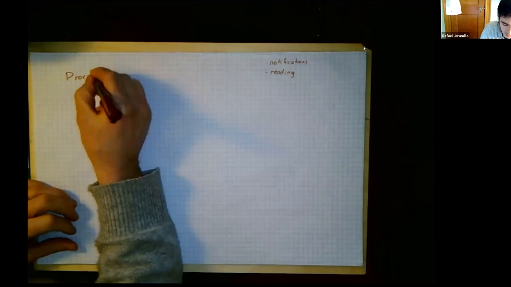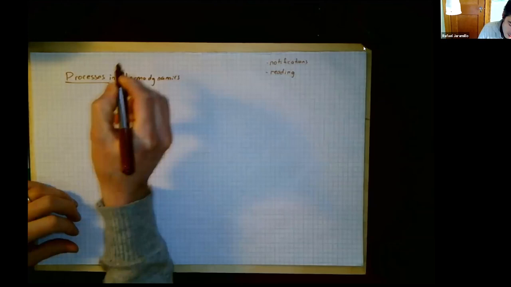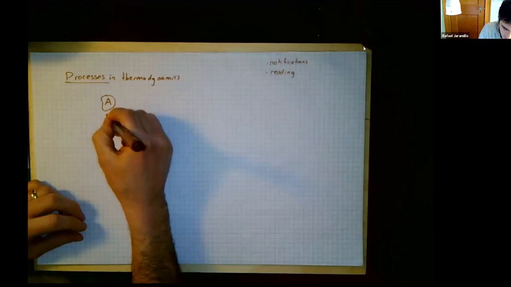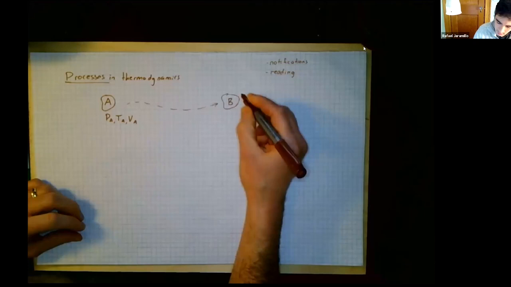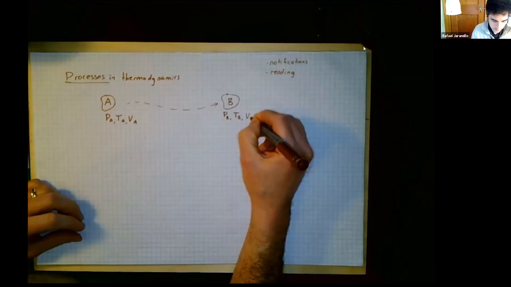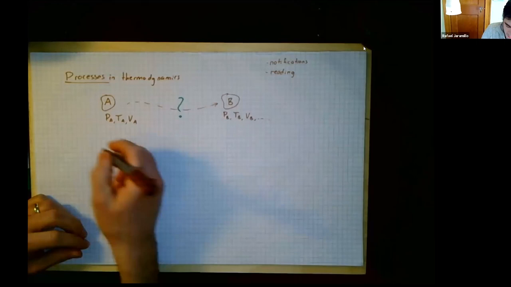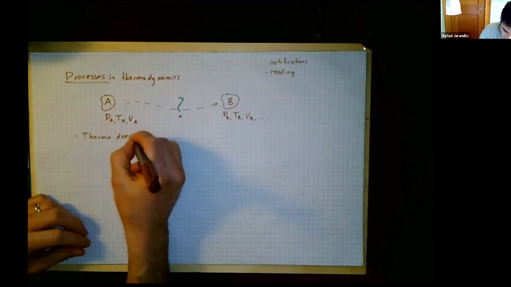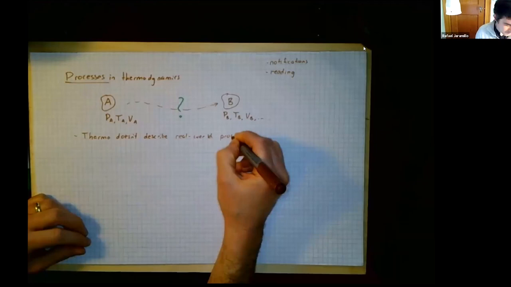All right, so let's talk about processes and thermodynamics. Right, so we talked about thermo being this weird thing that can tell you about the starting state and the final state, but doesn't really have a clue as to the process that takes you from one to the other. That is, thermo doesn't describe real world processes. Okay. But that doesn't mean it's useless.